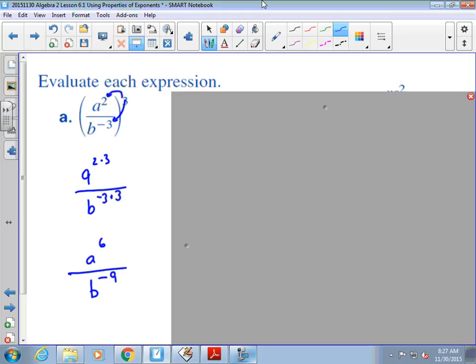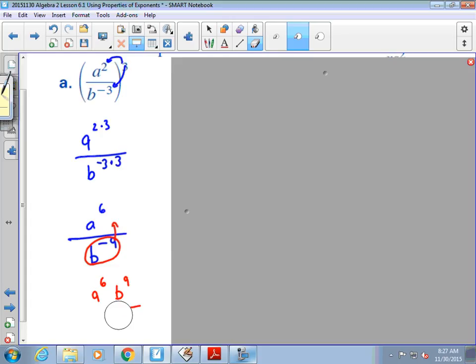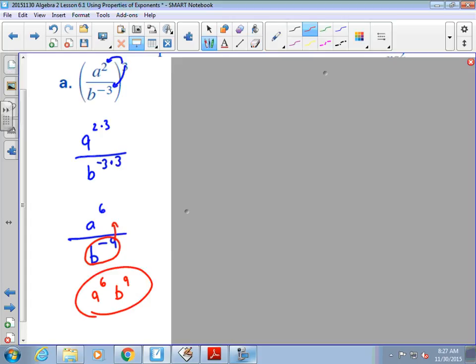The problem with this, though, is you can't leave a negative 9 as an exponent. A to the 6th power doesn't need to move because it's totally fine to have a to a positive number, but this b to the negative 9th does have to move. It's got to ride the elevator and go up. So when it goes up, it becomes b to the positive 9th, and a to the positive 6 doesn't go anywhere. All of this would be over 1. There's no reason to write over 1. So this is the simplified version: a to the 6th, b to the 9th.